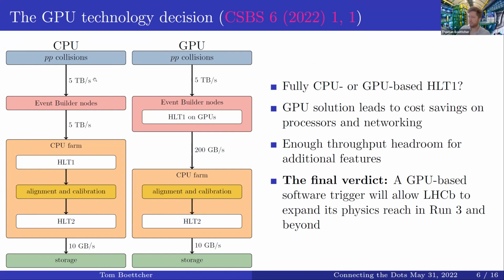So the CPU-based system I've sketched out on the left, you have pp collisions producing about 5 terabytes per second of data that then go to these event builder nodes that package that data into events, and then that's shipped off to a CPU farm where the software triggers run.